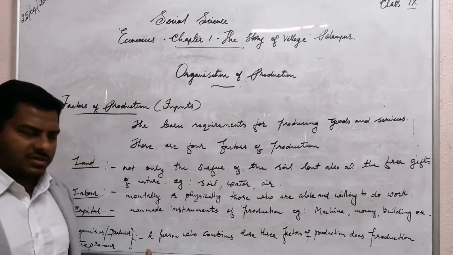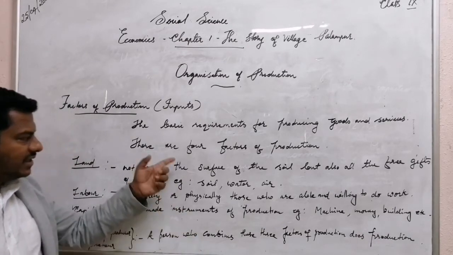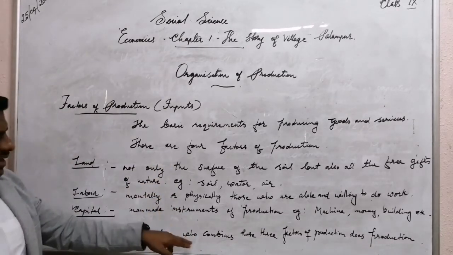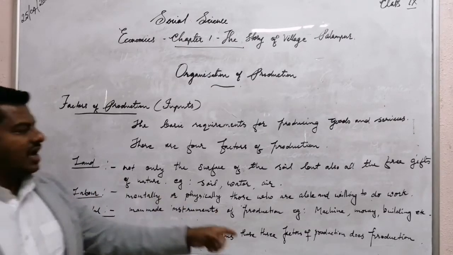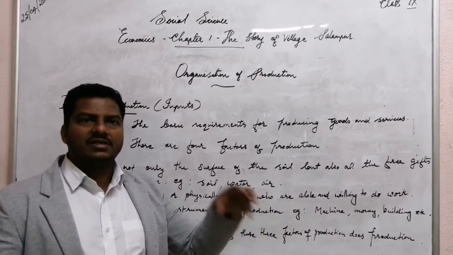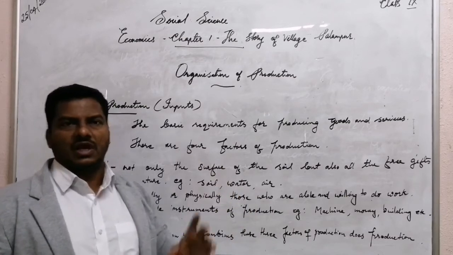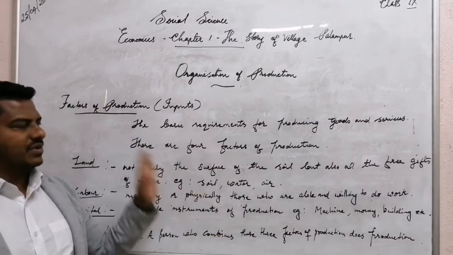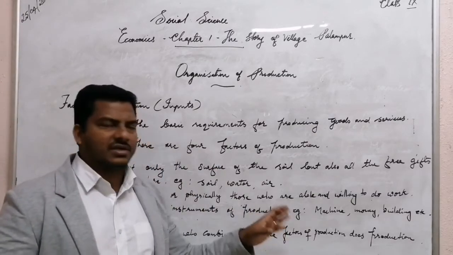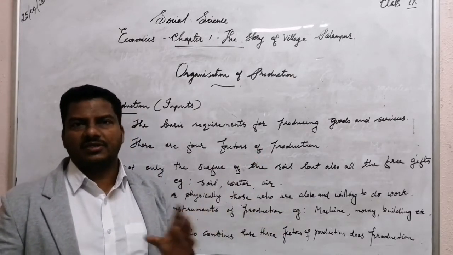An entrepreneur is a person who combines these three factors of production. He combines land, labor and capital and he does the production. He is the person behind the production. He is combining the factors of production and he is doing the production. That person is known as what? Organizer.